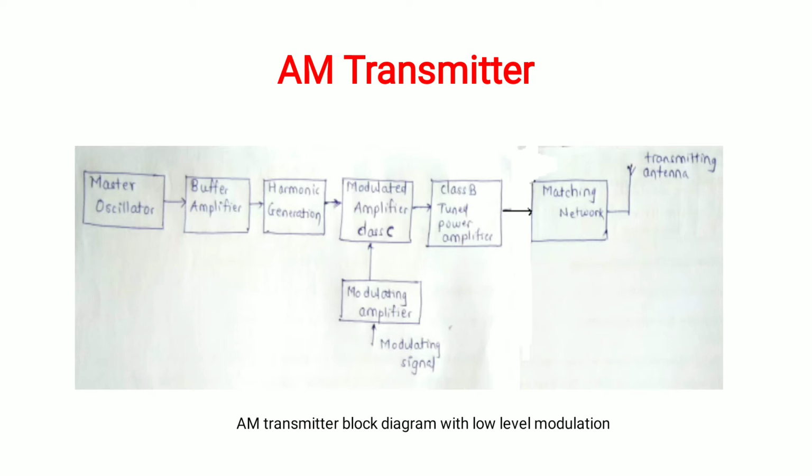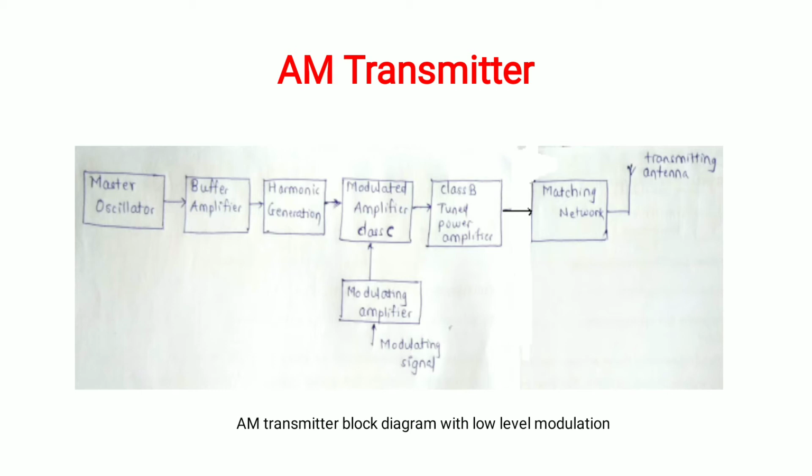Now this is a block diagram for a low level AM transmitter. For modulation, we require a carrier signal, a message signal, and a multiplier which multiplies the carrier and message signal. Here, the carrier signal is generated by these three blocks: master oscillator, buffer amplifier, and harmonic generator. The modulating signal, that is the baseband signal, is given to this modulation amplifier which amplifies the message signal. And this modulated amplifier, class C, acts as a multiplier which multiplies the carrier signal and message signal.